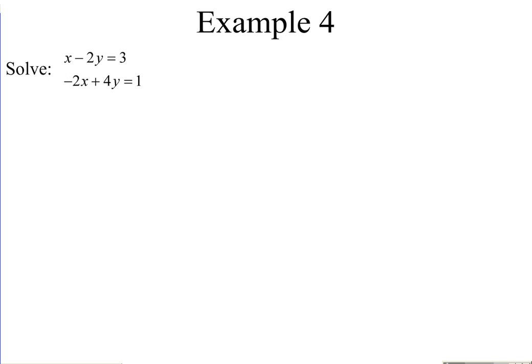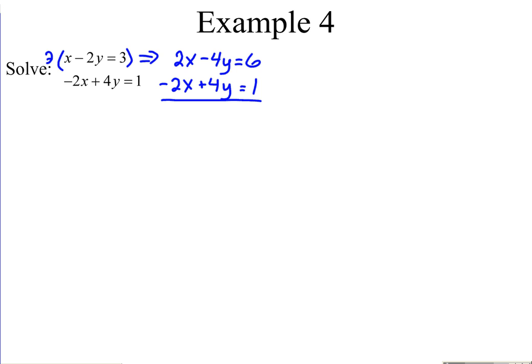Number 4. Once again, I'm going to choose to use elimination here. If I'm going to eliminate x's, I multiply this top equation by 2. We get 2x minus 4y equals 6. Bottom equation I can leave how it is. Add them up. 2x minus 2x is gone. Negative 4y plus 4y is gone. We're left with nothing. 6 plus 1 is 7.